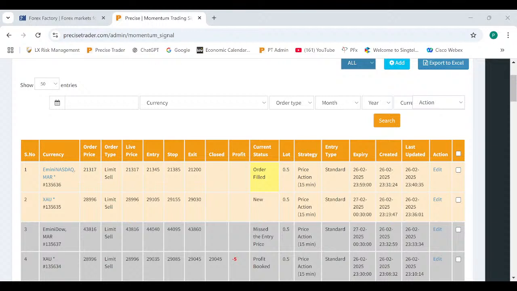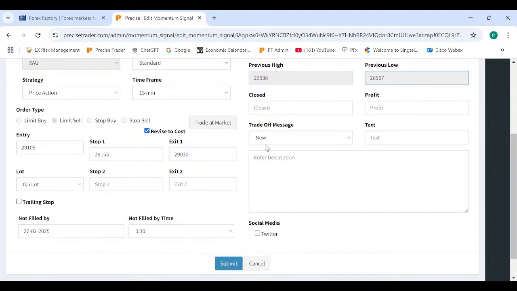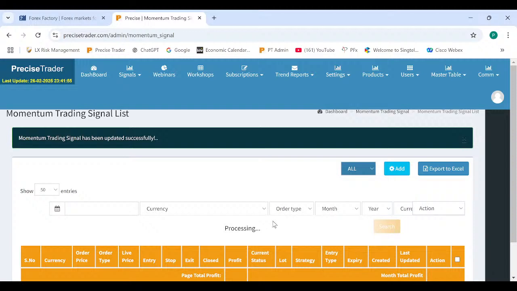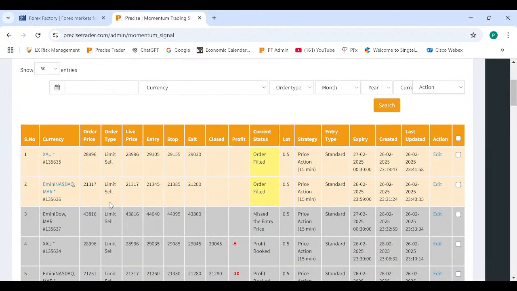I think the gold, the 10 half is filled. Okay, the gold is also filled. Only the Dow, I think we put it as higher. I think we don't want to take too many things, so we'll just try to relax a bit on that. Okay, both orders got filled. So Nasdaq is filled and gold is also filled.